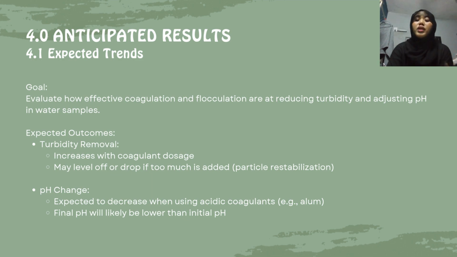Next, regarding pH changes, since we are using an acidic coagulant like alum, we expect the pH of the water to decrease during treatment. In most cases, the final pH will be lower than the initial pH, and depending on the buffer capacity of the water, this drop could be significant. This trend gives us a solid baseline for comparing our actual experimental results and evaluating the performance of the treatment process.